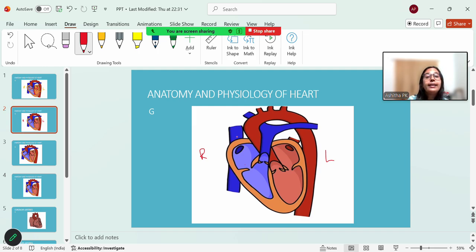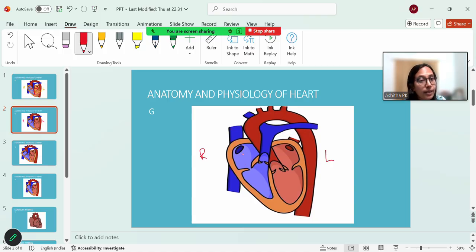The right side of the heart contains the blood from the body, and it is lacking oxygen. The heart supplies oxygenated blood to the body, and while it circulates throughout the body, the cells and organs utilize this oxygen for their function. When it returns to the heart, it becomes deoxygenated, meaning it lacks oxygen.